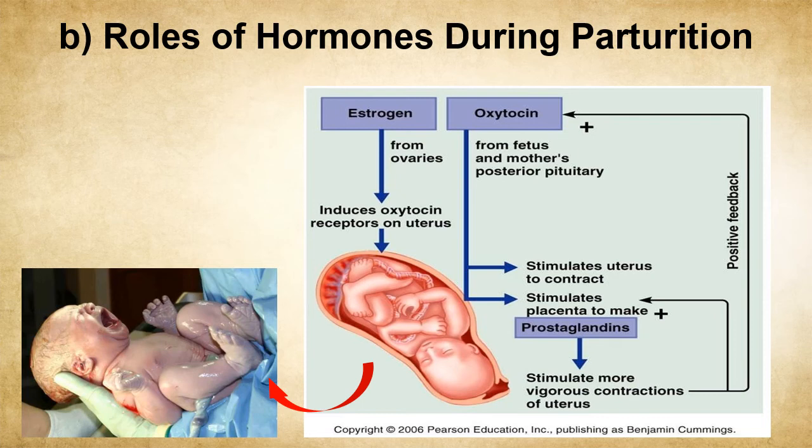During parturition, the physical and emotional stress caused by the uterine muscle contractions will stimulate more secretion of additional prostaglandin and more secretion of additional oxytocin. This is a positive feedback, which in turn will stimulate further contraction.